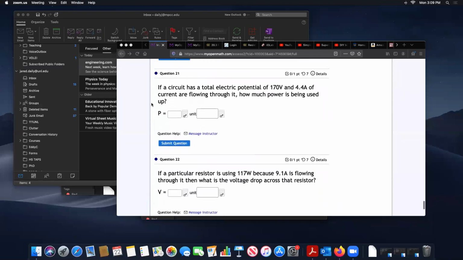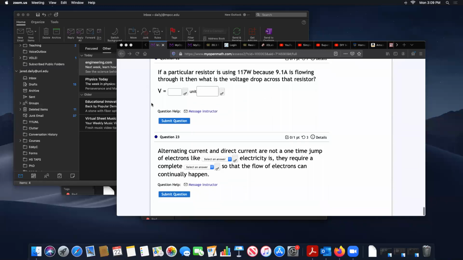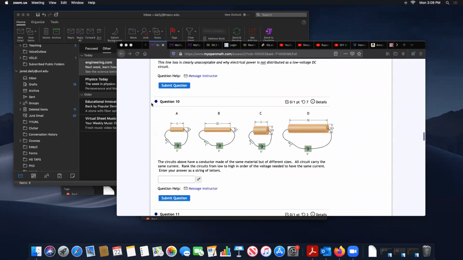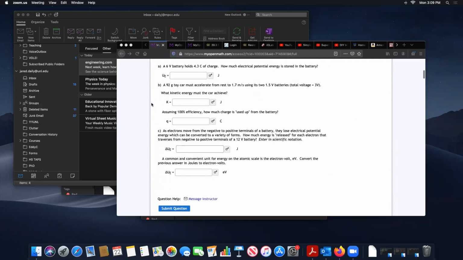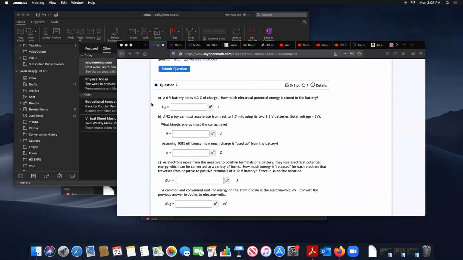Could you go over question 2 again? Question 2. The two middle parts for B. These parts right here. Mm-hmm.